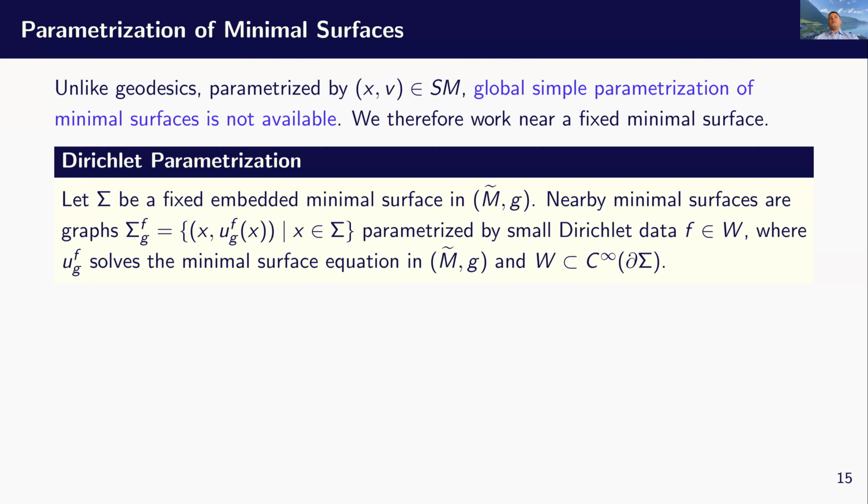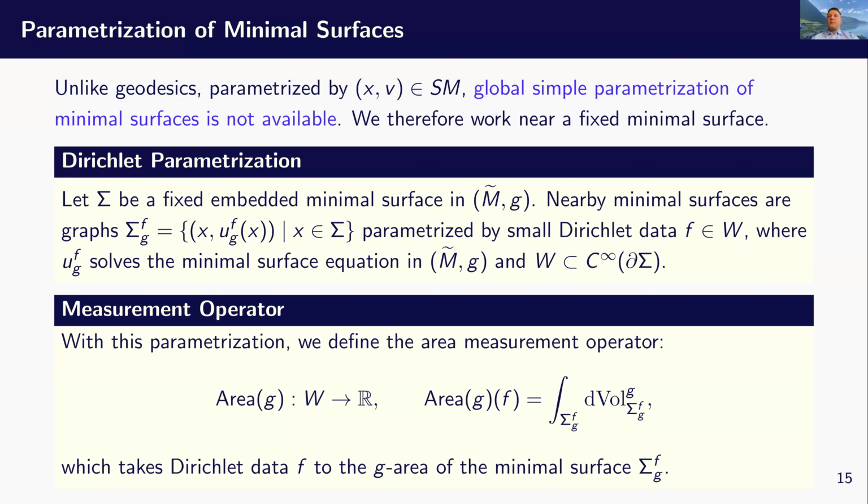So how do I do that? So I solve the minimal surface equation for given Dirichlet data f. So f is small Dirichlet data. I solve the minimal surface equation. This will give me a graph over this fixed minimal surface sigma. So this gives me a family of minimal surfaces which are parameterized by the Dirichlet data f. Okay, so now we can parameterize this minimal surface somehow, at least locally.